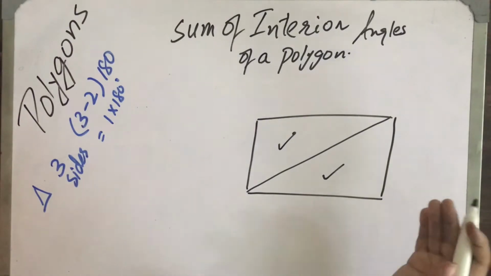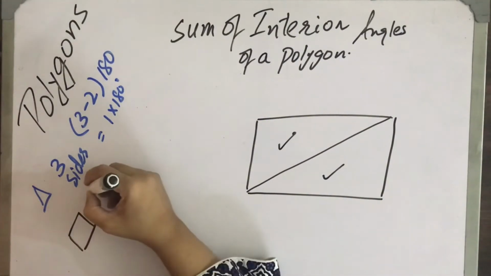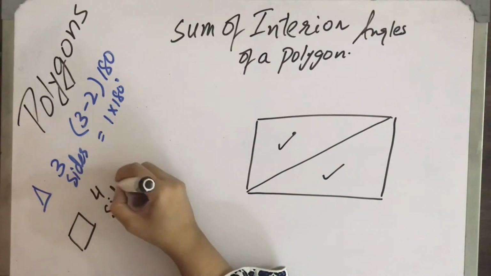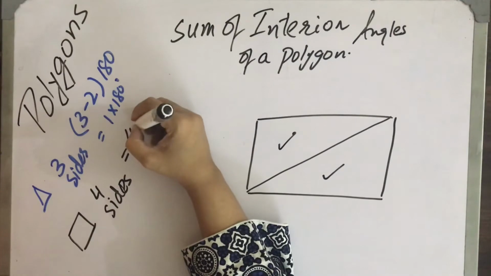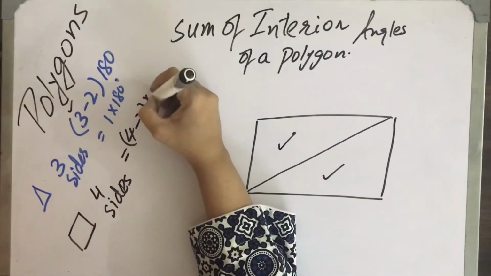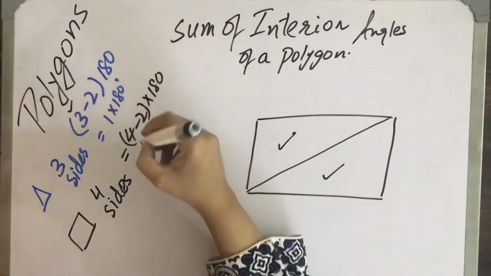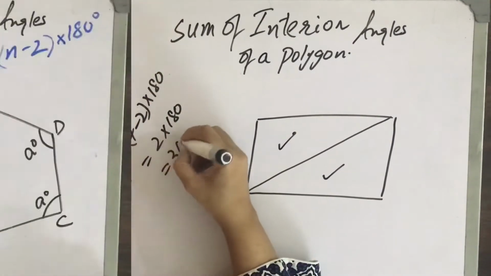So when I brief this fact also, I shall have a quadrilateral. It has four sides, and the sum of the interior angles of a quadrilateral is 4 minus 2. In a triangle we have taken 3 minus 2. In a quadrilateral we shall have 4 minus 2, that is 2 into 180, and the answer will be 360 degrees.